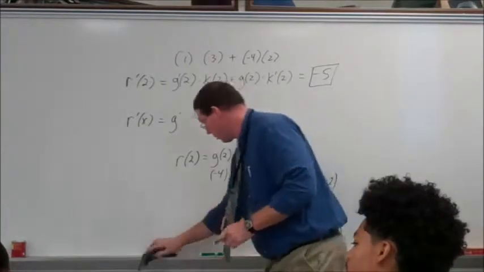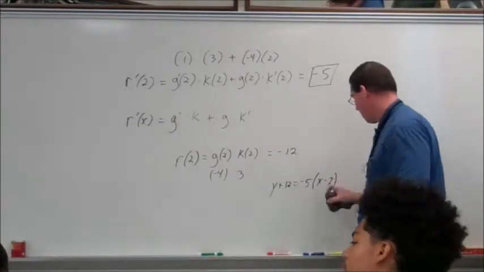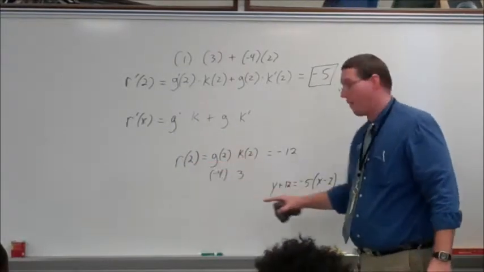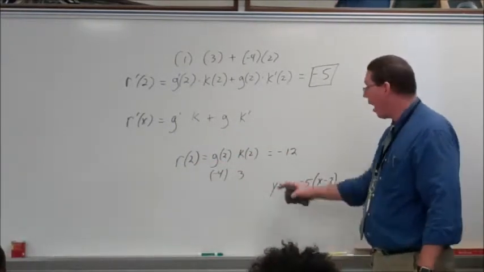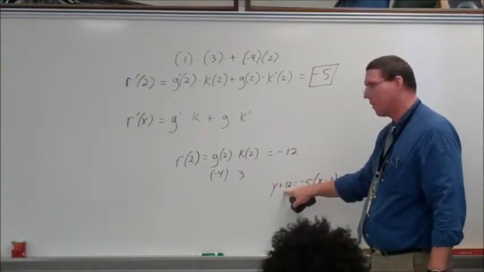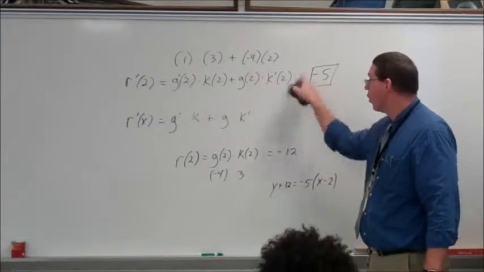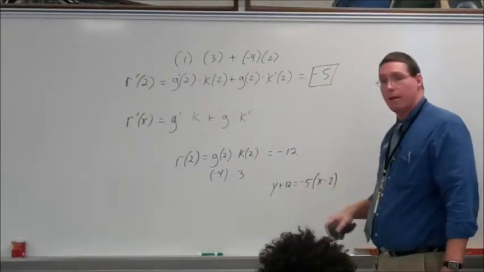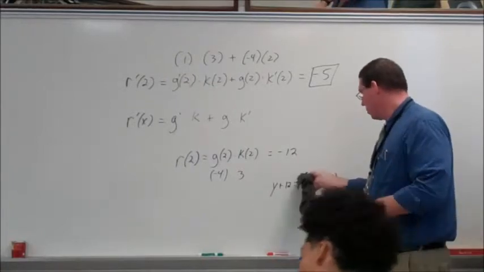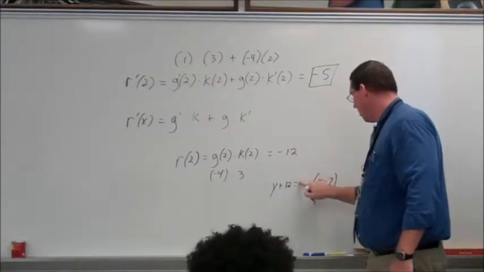Okay? Yes, sir? The x minus 2, the 2 is coming from r of 2. Yes, from the r of 2. That is the x value that we have plugged in. The y value that we get from that x value is negative 12, so y minus negative 12 is y plus 12. The slope we got from it is negative 5, so there's negative 5. And then, of course, if we wanted the normal line, we would just change this to positive 1/5.